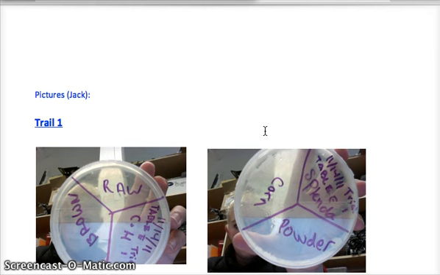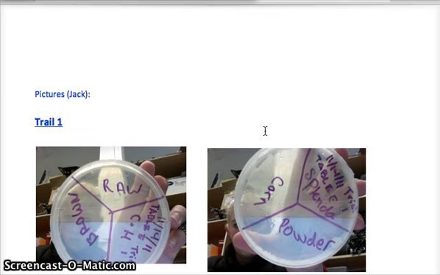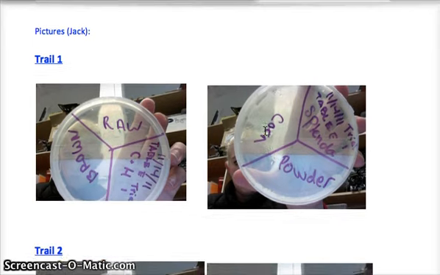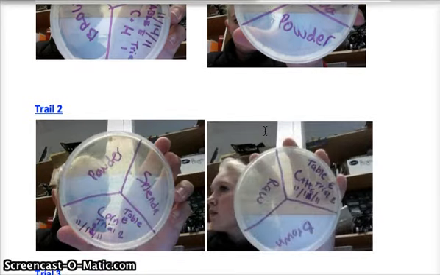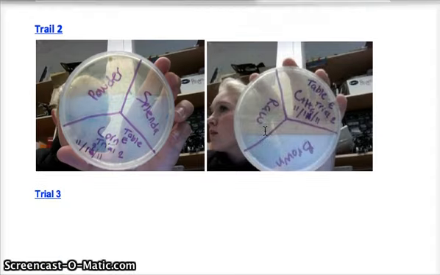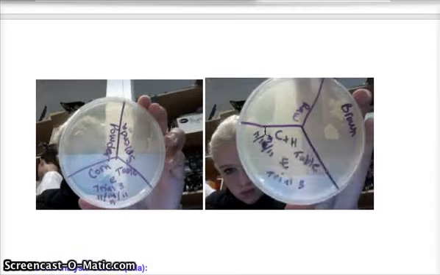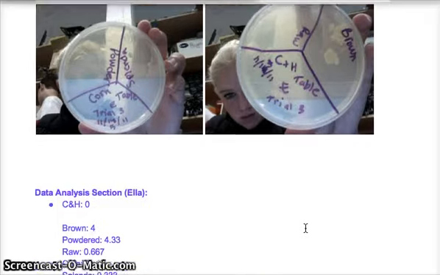And then these are our actual plates. This is trial 1, which are the 2 pictures in the first row. Trial 2, and our 2 trials. And then our third and final trial, you can see the bacteria growth on brown on the right, and a few specks for the others on the left and the right.